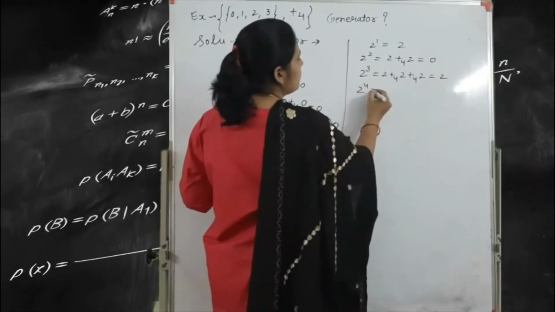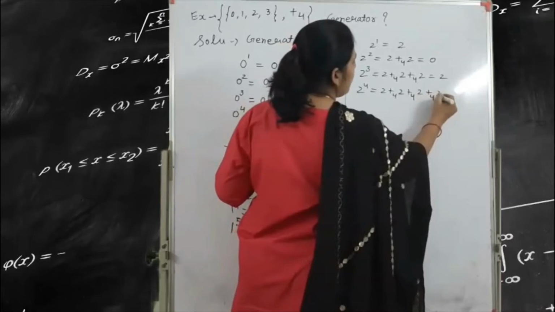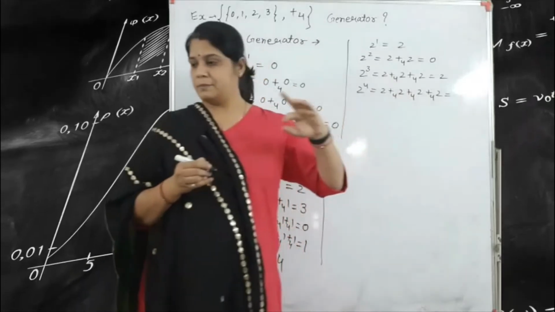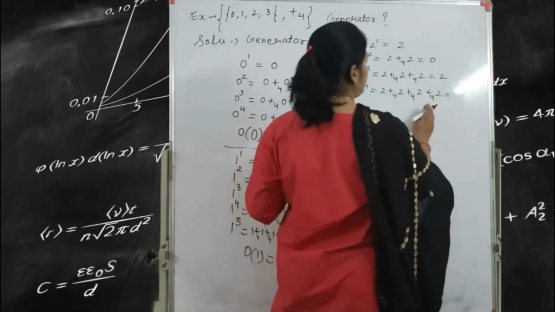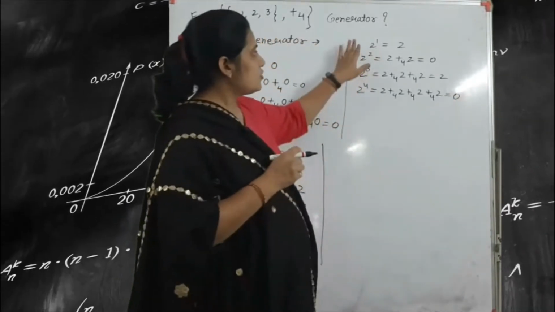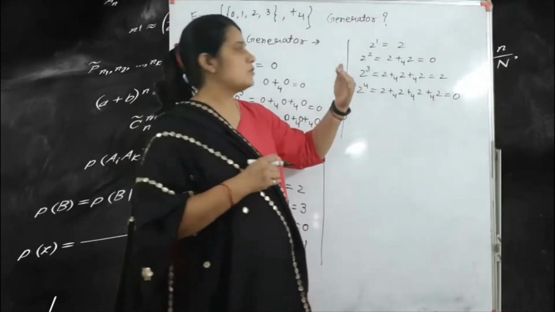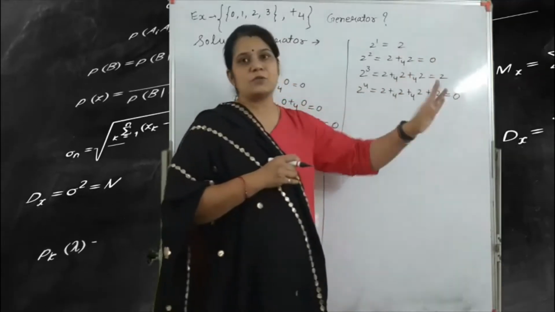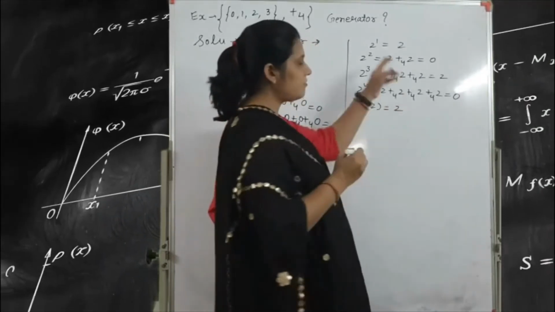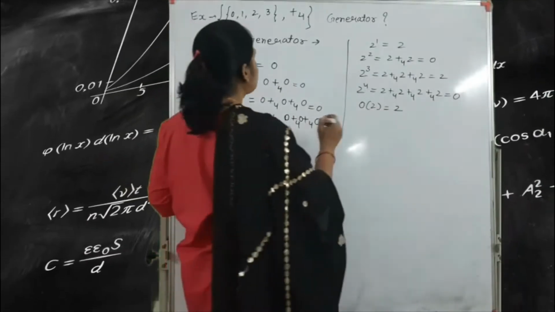2 raised to the power 4 means 2 plus 2 is 4, plus 2 is 6, plus 2 is 8, divided by 4. The remainder is 0. Check very carefully: if we put the powers 1, 2, 3, 4, we get only 2, 0, 2, 0. So what is the order of 2? The order of 2 is equal to 2, because we get only 2 types of remainder, 0 and 2.